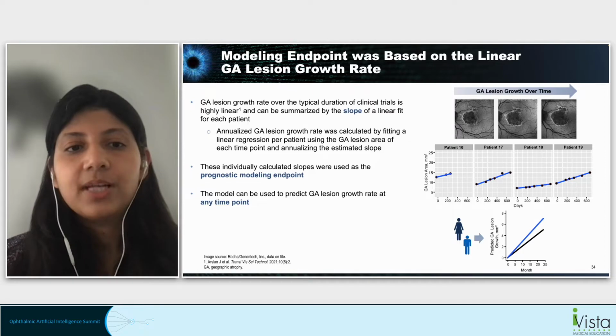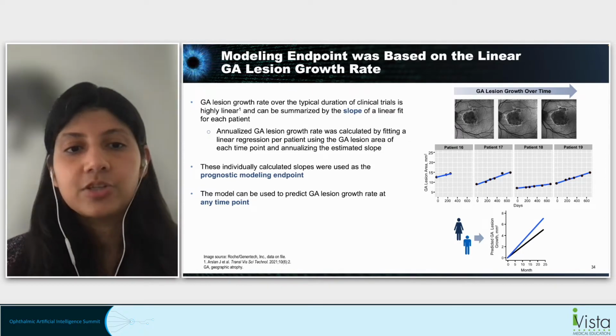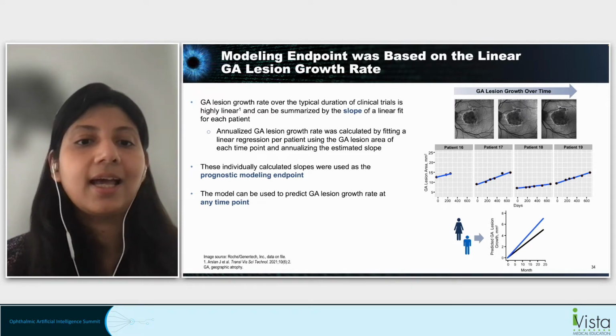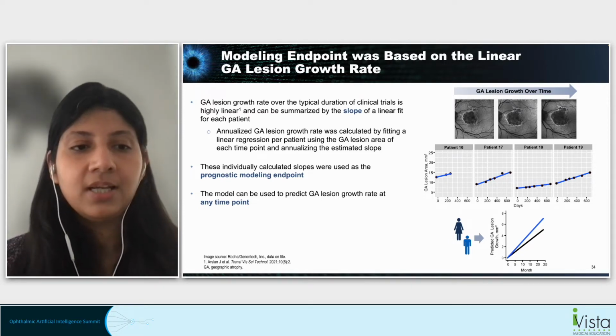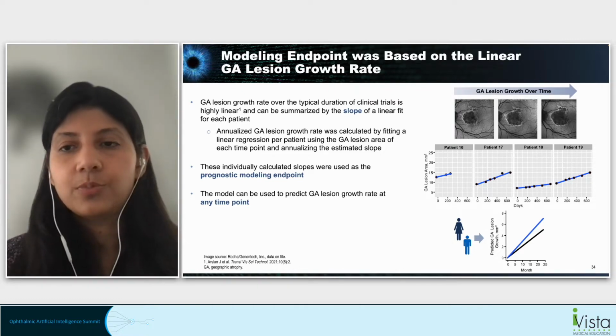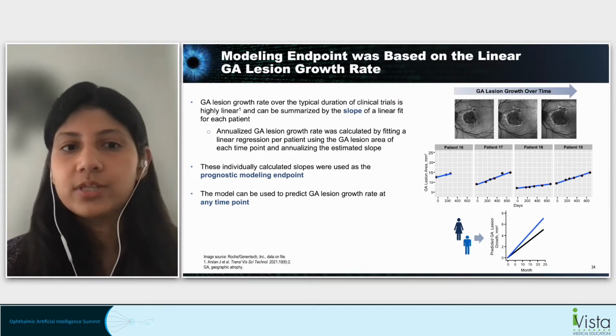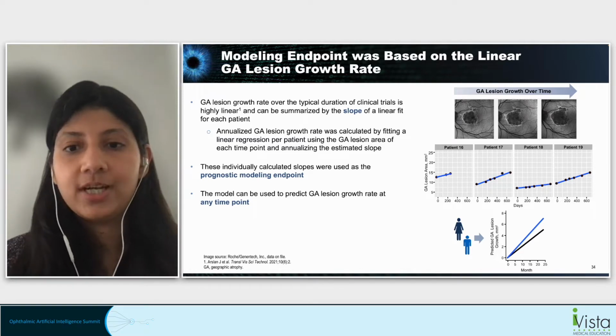So it is the annualized GA lesion growth rate, which was calculated by fitting a linear regression per patient using the GA lesion area at each time point and then annualizing the estimated slope. These individually calculated slopes were then used as a prognostic modeling endpoint. And the model can be used to predict GA lesion growth rate at any time point, and you can also use it to predict GA lesion change at any time point.